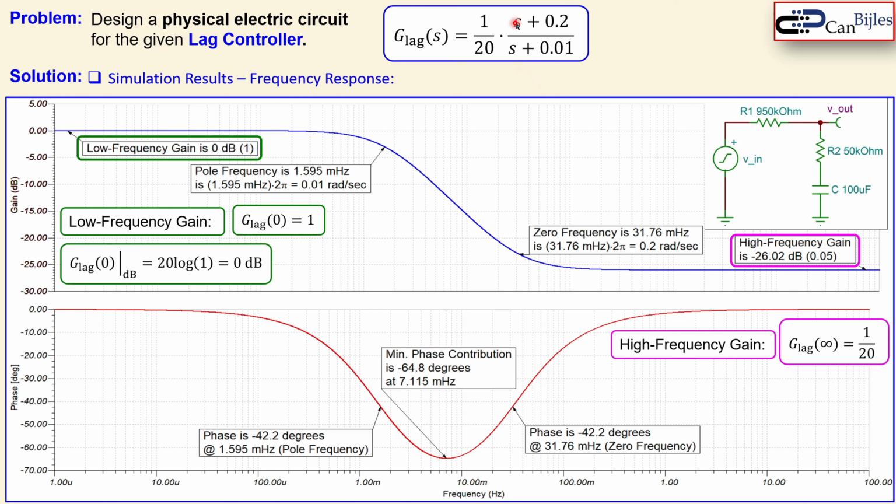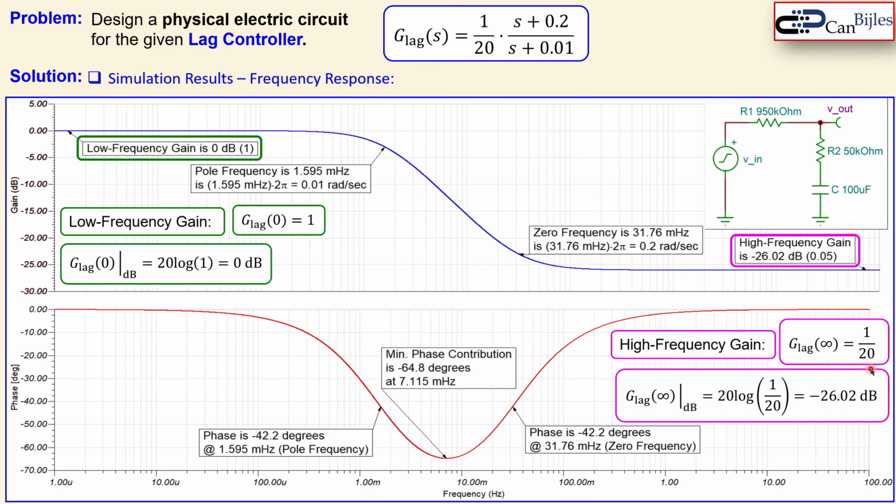So it means S is very large, let's say 10 million or 100 million, it doesn't matter. And then we have a very small addition here, so in the limit, this ratio is just 1. That will mean 1/20 is actually the gain, or the scalar value for this G lag transfer function. But again, if we want to calculate that in dBs, we do again 20 log of that value, and it will give you minus 26.02 dBs. Again, verify that this is correct. So 1/20 is also 0.05.